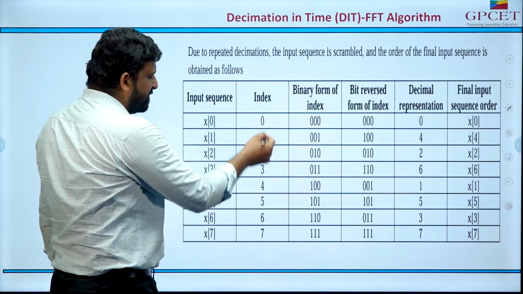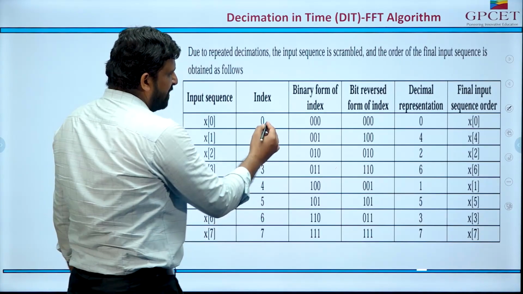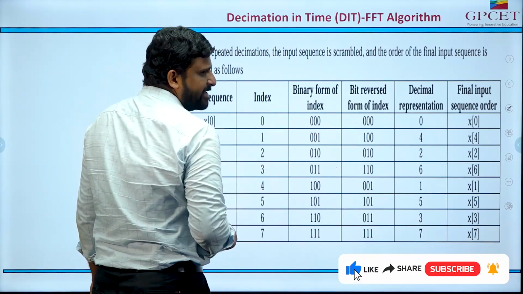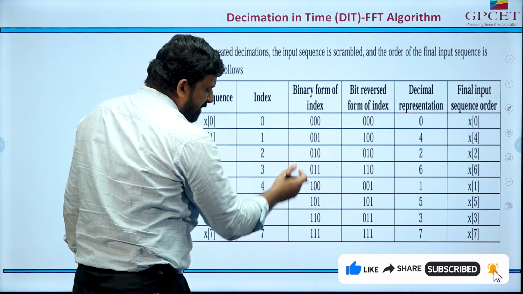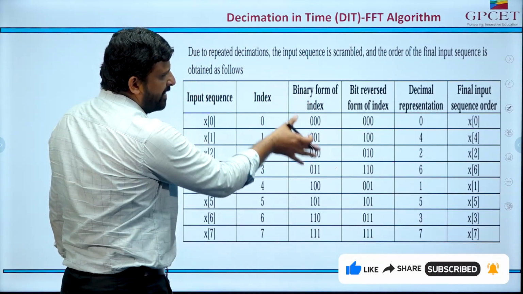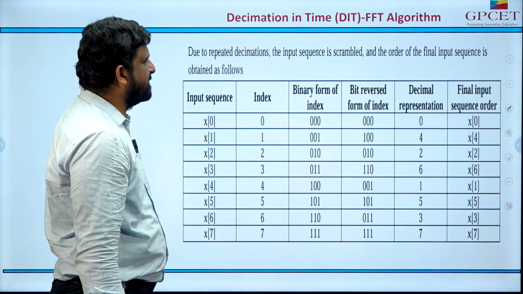So the index values, we know, are 0, 1, 2, 3, 4, 5, 6, 7. For this, I am writing the binary representation. For 0, it is 000. For 1, it is 001. Like that, for all 8 values, I have written the binary form of the index.